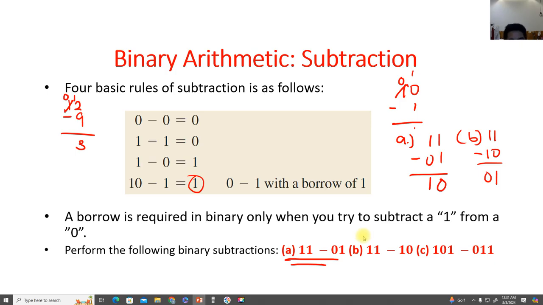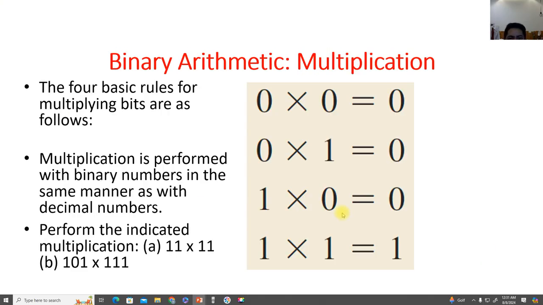In the next coming videos, we'll be dealing with more arithmetic with this. How about binary multiplication? In multiplying, it's still the same. Okay? 0 times 0 is 0. 0 times 1 is 0. 1 times 0 is 0. And 1 times 1 is 1. This is very basic, because it is the same in decimal. The only difference here is that we are dealing with binary.